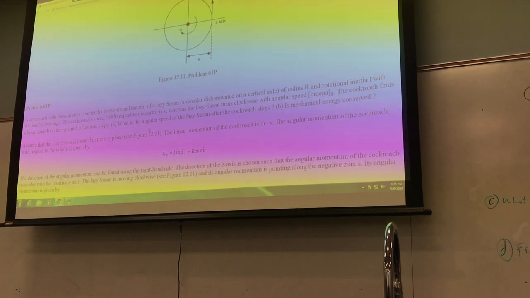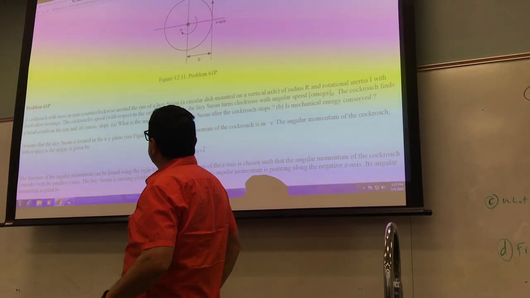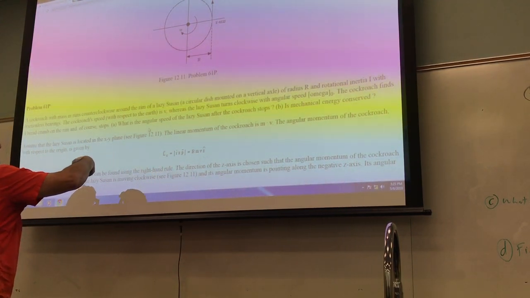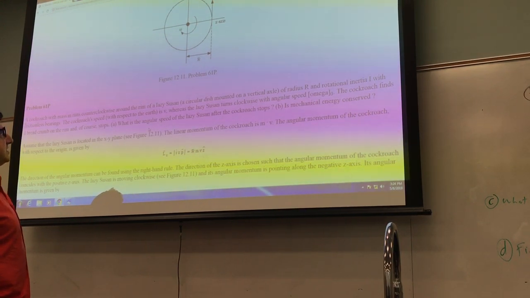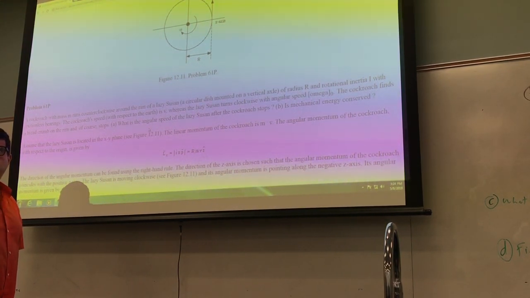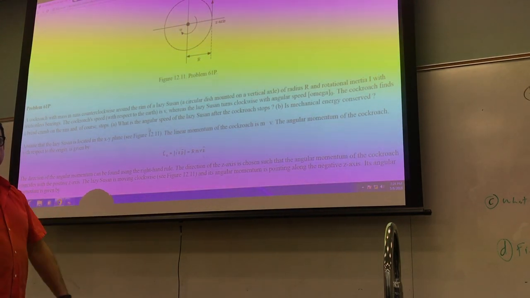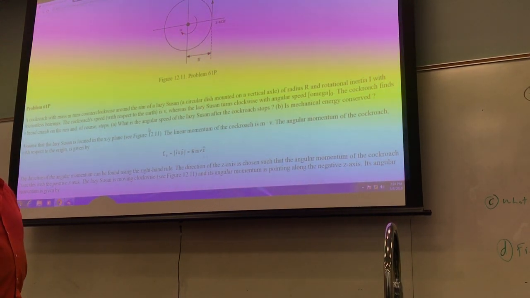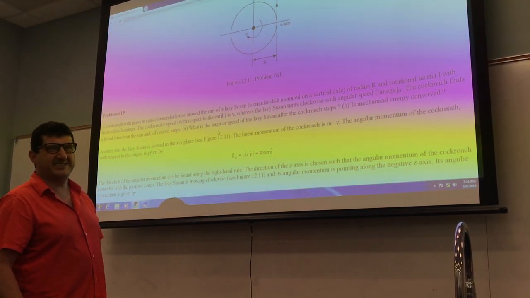Cockroach with a mass m runs counterclockwise around the rim of a lazy Susan, a circular dish mounted on a vertical axis. I guess I didn't know they call that lazy Susan. Oh, yeah, basically like a merry-go-round. You put it in the center of a table so you can spin food around. Lazy Susan, yeah. You just rotate.